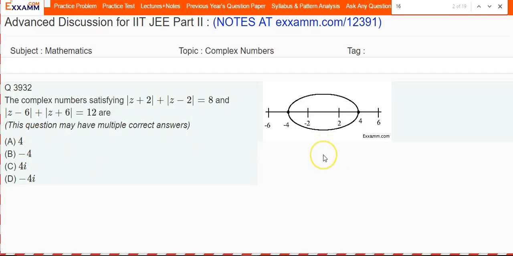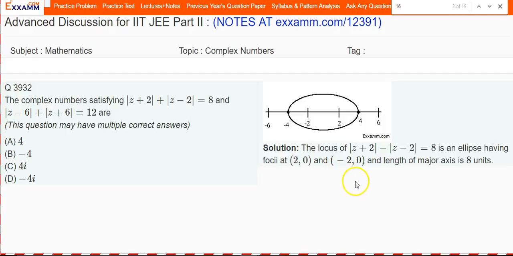See, without even writing a single word, we could solve the problem, just because we have our fundas absolutely clear here.